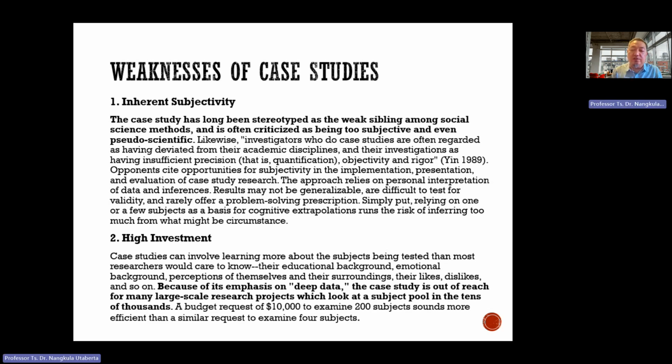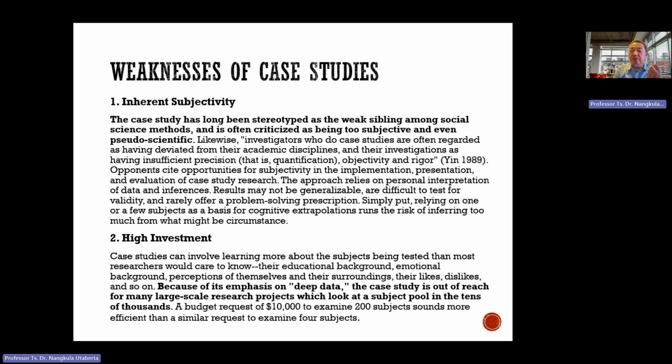Besides the strengths, of course, there are a lot of weaknesses. Number one, as I said, if you look at the 1930s until the 1950s, there was always a question about subjectivity. Because you have small data and you go very deep, you tend to be more subjective. So this became a criticism of most qualitative research methods, because they are shown as too subjective. It's not objective enough as a tool to uncover the real data.